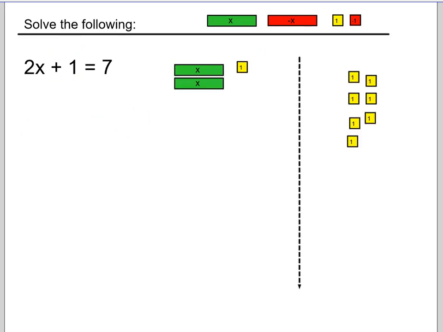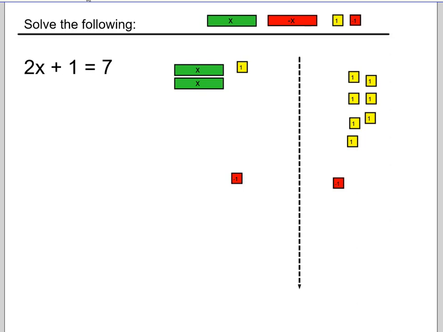Let's try our next one: 2x plus 1 equals 7. So I have two unknowns. They're both the same quantity. There are just two variables that I have to keep track of. I have 7 ones on one side, and one positive one on the other. So I need to bring down, or subtract, 1 from both sides, making sure I'm keeping that fair and equal.